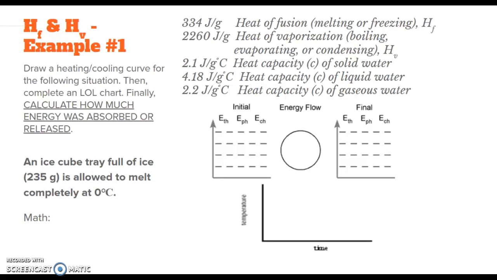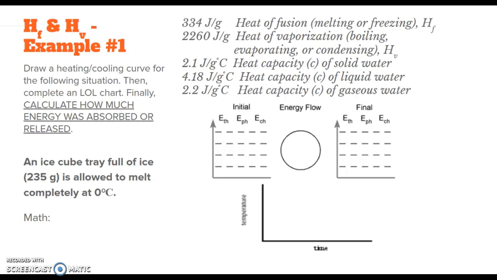The purpose of this screencast is to show you how to calculate energy absorbed or released in a phase change. So the directions for this example problem say draw a heating cooling curve for the following situation, then complete an LOL chart. Finally, calculate how much energy was absorbed or released. So the scenario we're looking at is an ice cube tray full of ice, 235 grams to be exact, allowed to melt completely at 0 degrees Celsius.